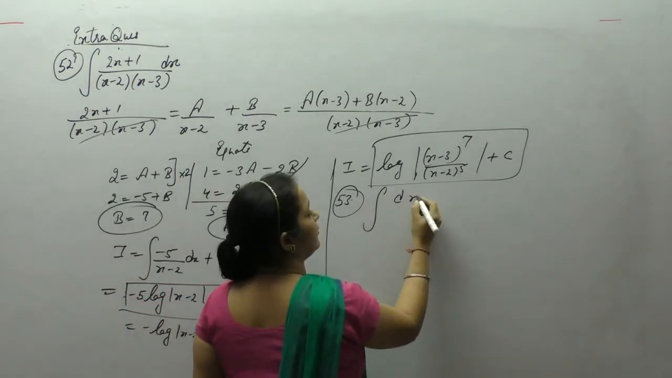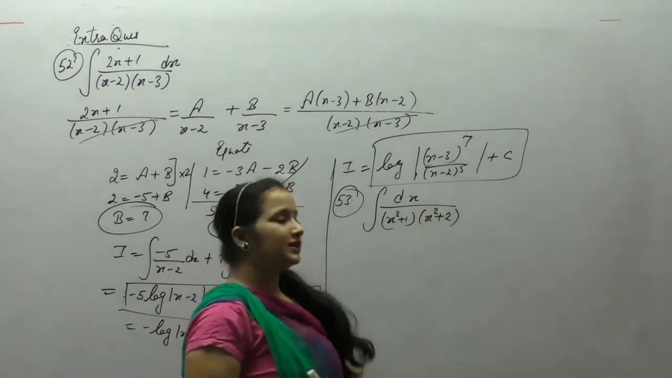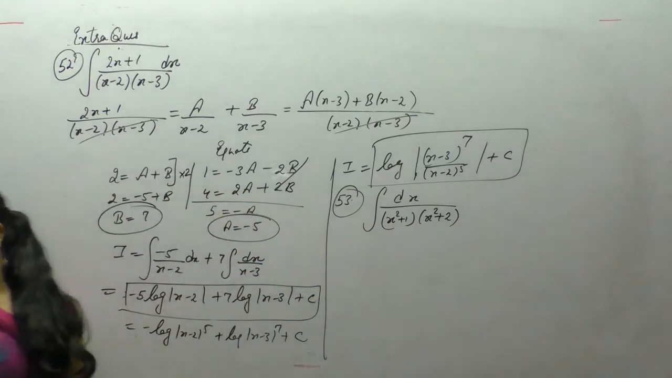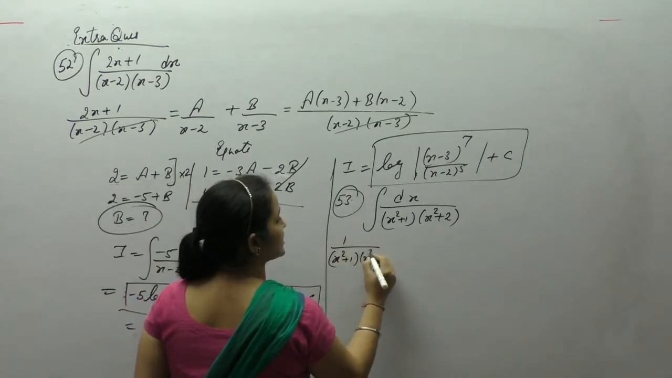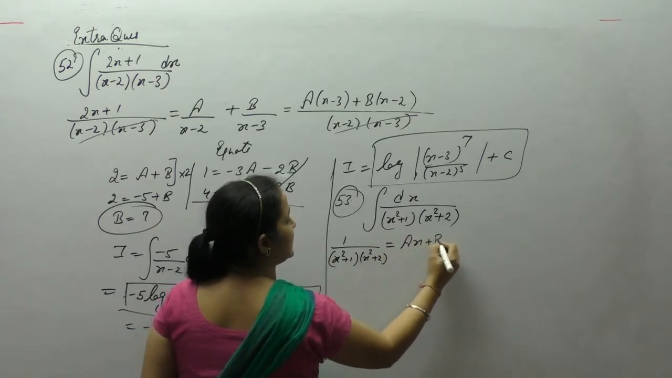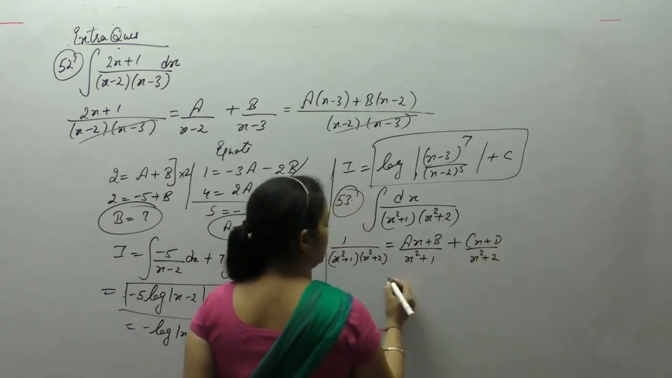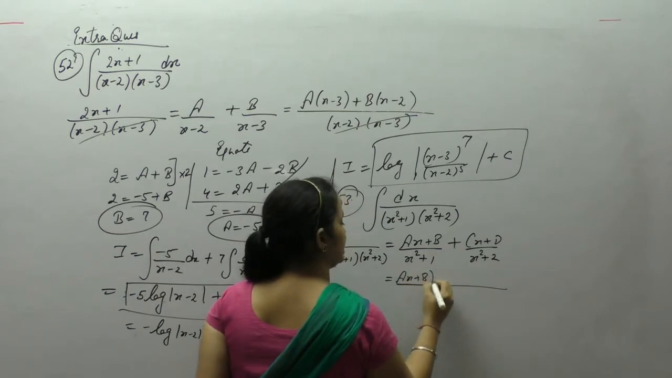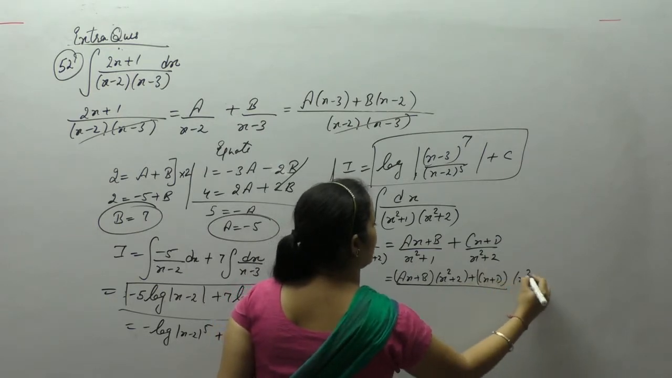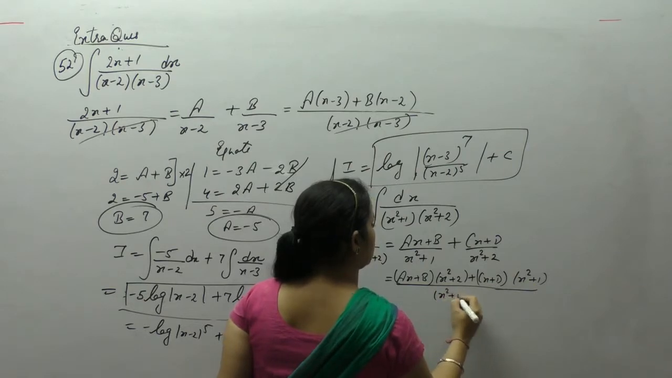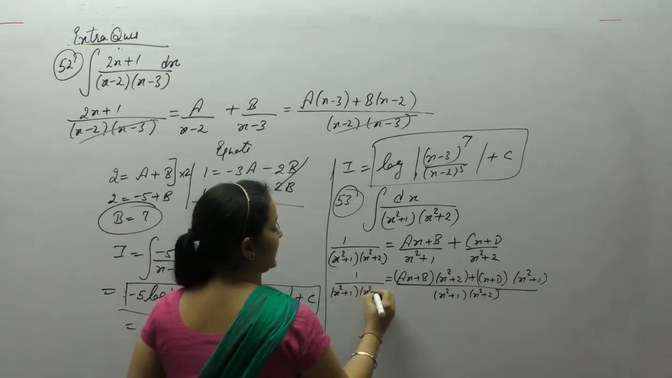Next is the integral of dx upon (x square plus 1)(x square plus 2). Both the factors in the denominator are quadratic, which is irreducible. So 1 upon (x square plus 1)(x square plus 2) equals (ax plus b) upon (x square plus 1) plus (cx plus d) upon (x square plus 2). Taking LCM, 1 equals (ax plus b)(x square plus 2) plus (cx plus d)(x square plus 1).